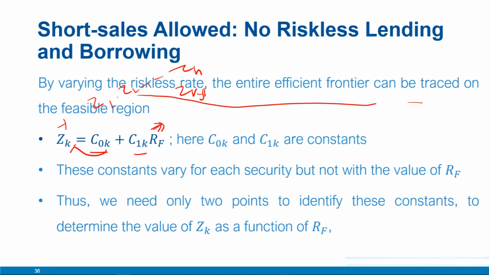Here C0K and C1K are constants and they vary with the security, not with the value of RF. So all we need to identify is these two constants, and then we can vary RF to identify the entire efficient frontier. Basically there are two unknowns, so all we need is two equations, two unknowns. So we need two values of RF to solve for C0K and C1K and get ZK as a function of RF, and this will happen for each of the securities Z1, Z2 and so on.